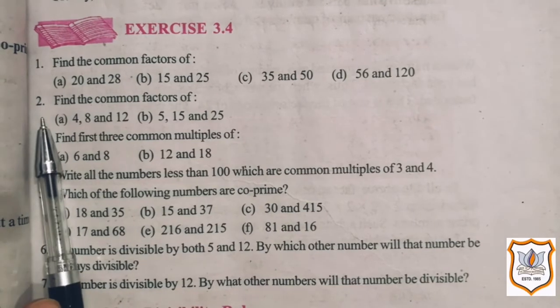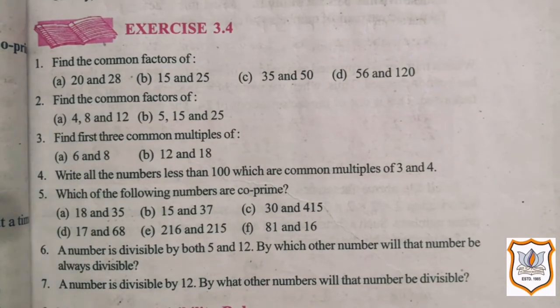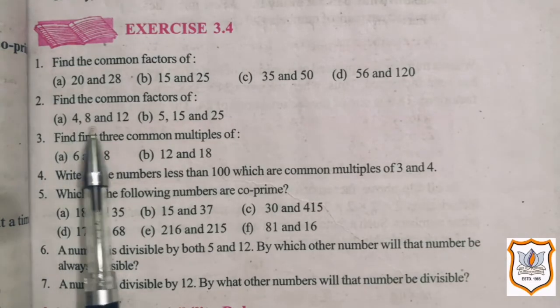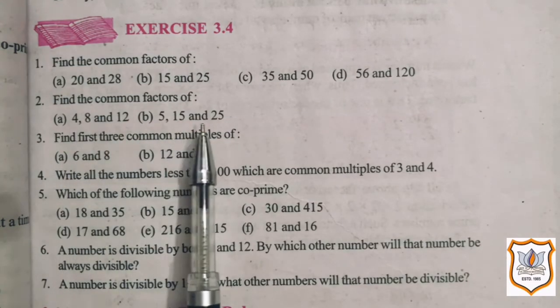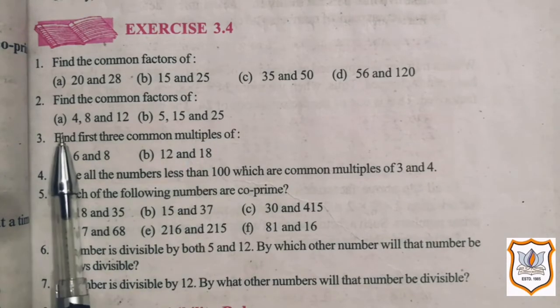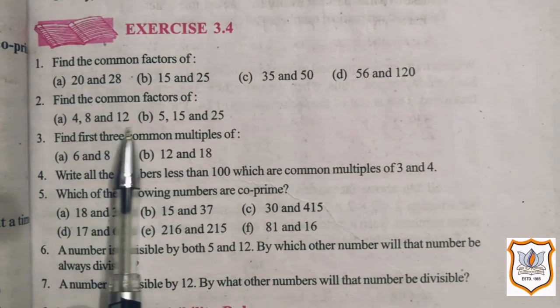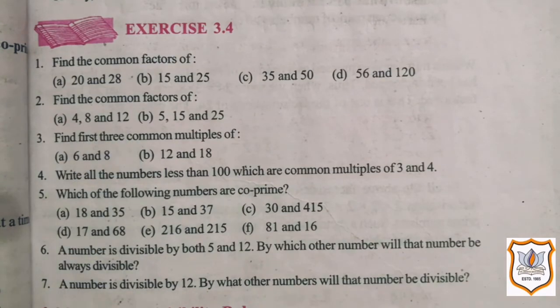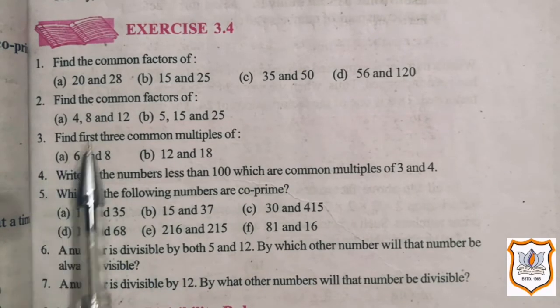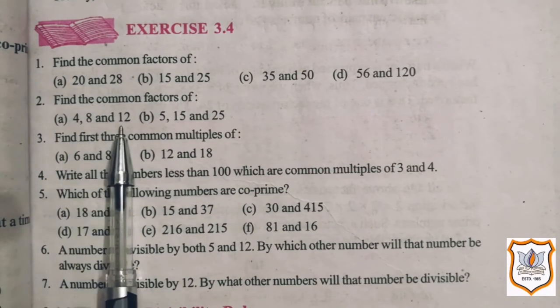Now question 2 of exercise 3.4. Find the common factors of A, 4, 8 and 12, B, 5, 15 and 25. Here we have to find the common factors of these numbers. Sum A is 4, 8 and 12. In the previous question, we had to find common factors of two numbers. Here we have to find the common factors of these three numbers.